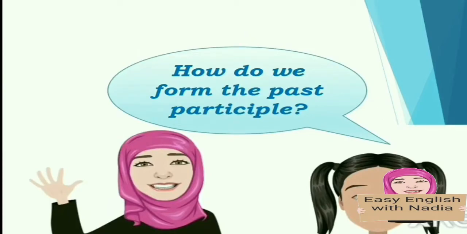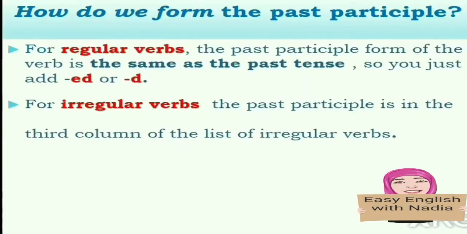How do we form the past participle? For regular verbs, the past participle form of the verb is the same as the past tense, so you just add ed or d. For irregular verbs, the past participle is in the third column of the list of irregular verbs. Do you remember?